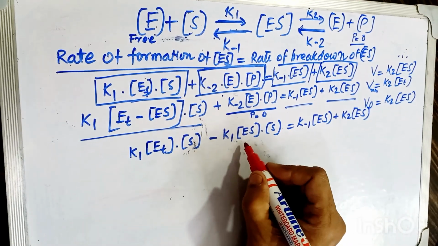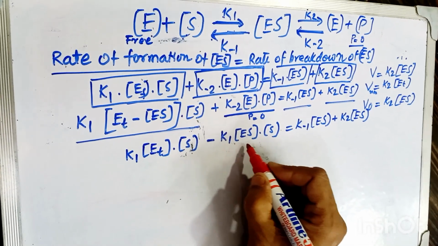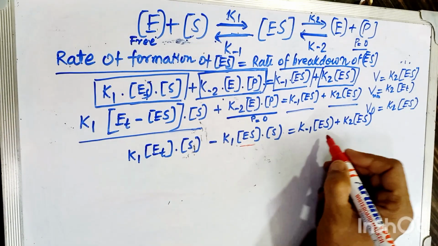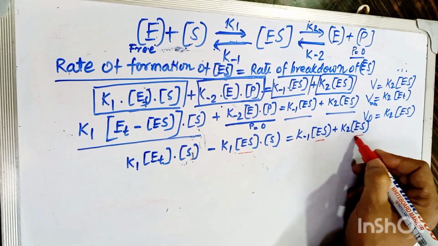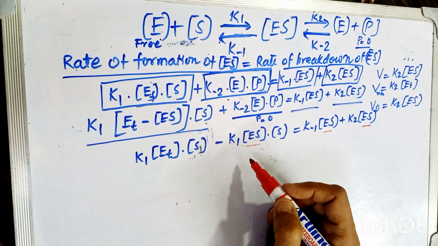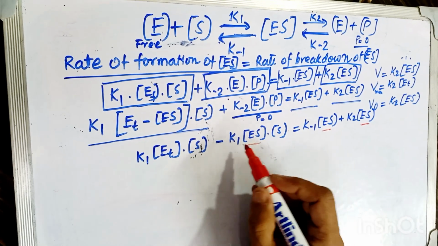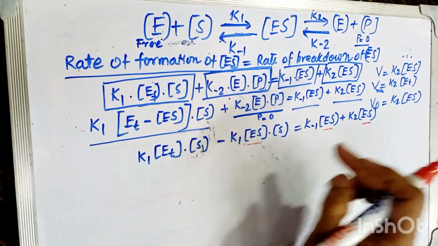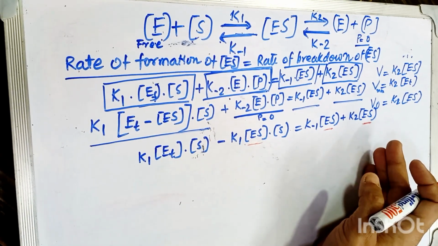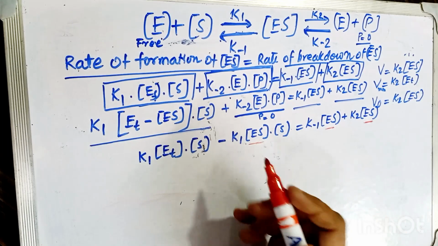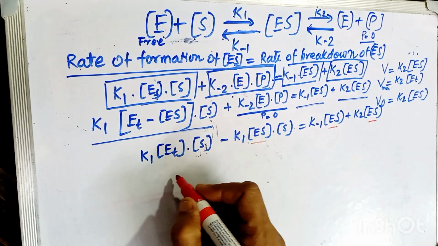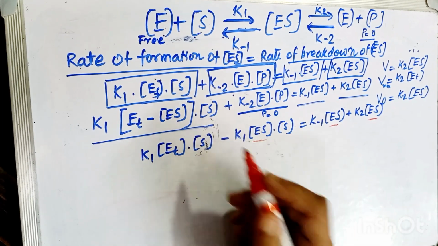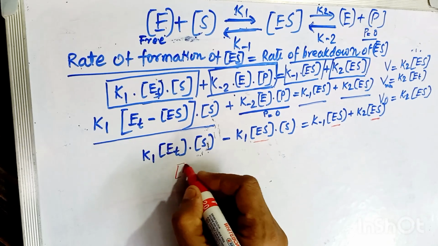So I have Es in these 2 parts. Es here, Es here, and Es here. So if I put all the Es things on one side of the equation, what it becomes, I take this Es out of the equation.